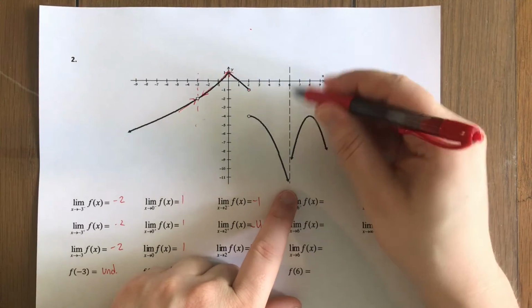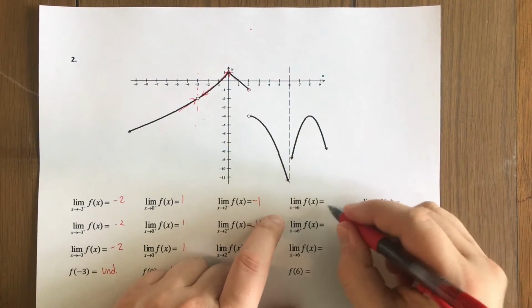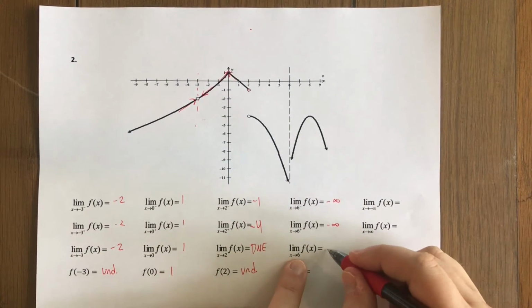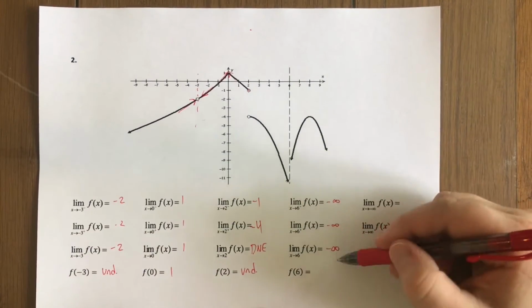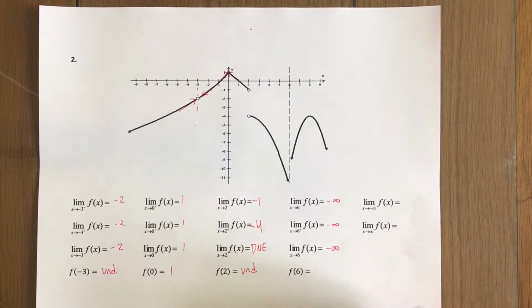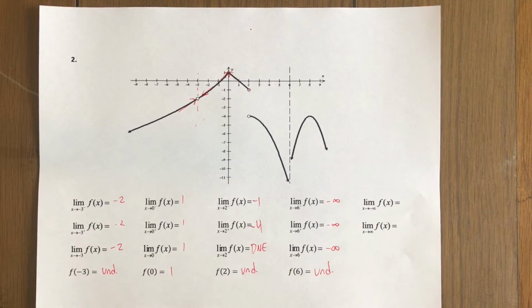At 6, it looks like we got a vertical asymptote. We're going down on the left and down on the right. So it's going to be negative infinity and negative infinity, which means that the actual limit is negative infinity. Just a reminder that those technically don't exist, but it's nicer for us to just say that they're negative infinity. And it's undefined.